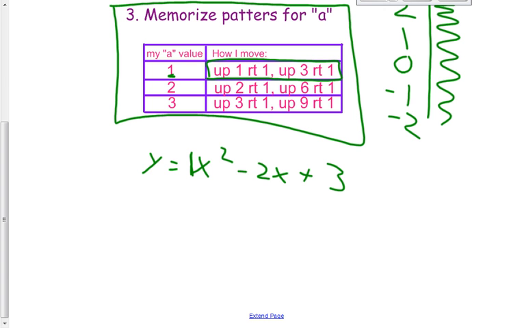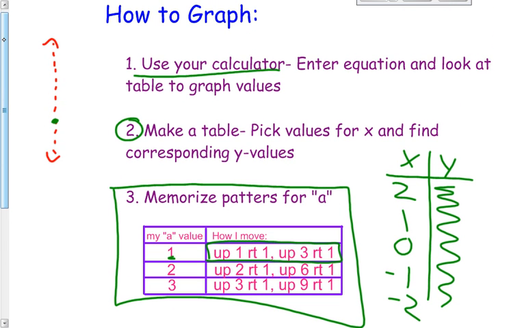You're going to go up 1, right 1, up 3, right 1. So you're going to go from your vertex, up 1, right 1, you're going to have a point, and then you're going to go up 3, right 1. And here is the right side of your parabola. That always works when your a value is 1.